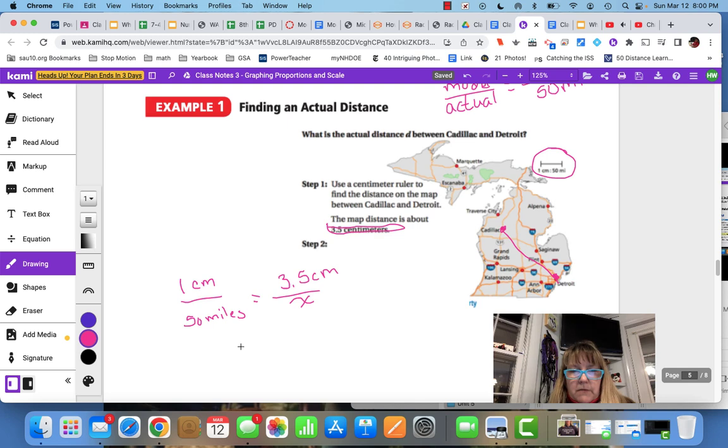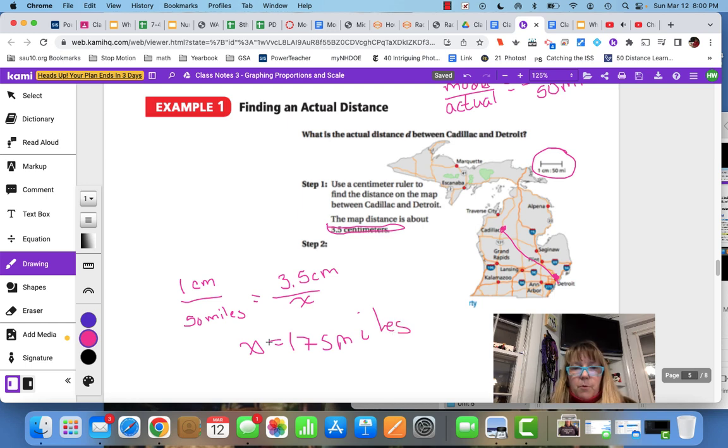1 times x gives me x. And 3 5/10 times 50 gives me, let me quickly do that on a calculator, 3 5/10 times 50 is 175. So my answer is 175 miles.